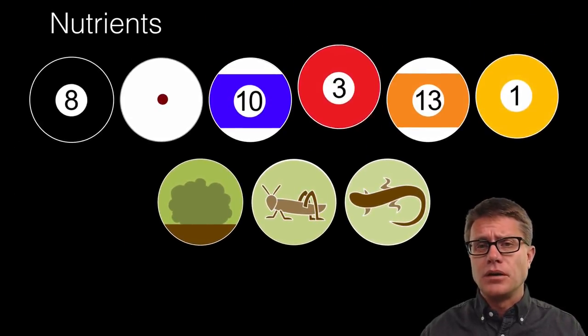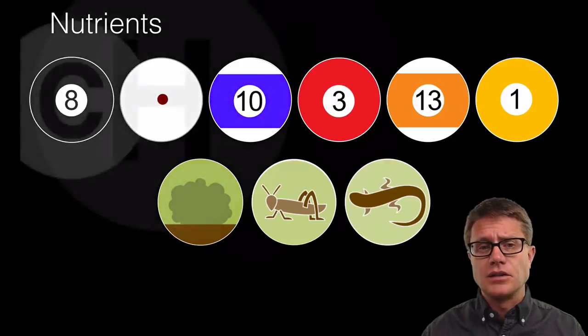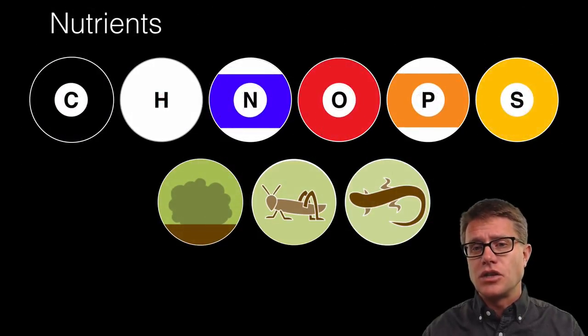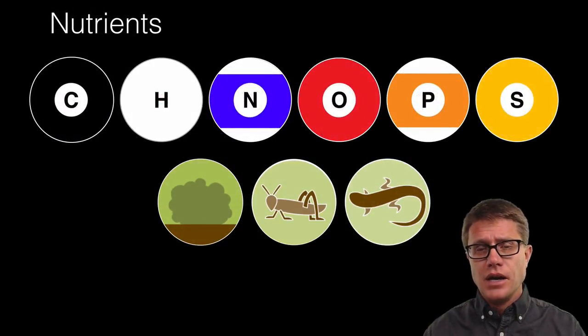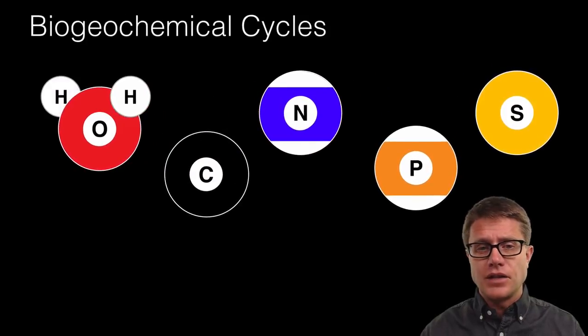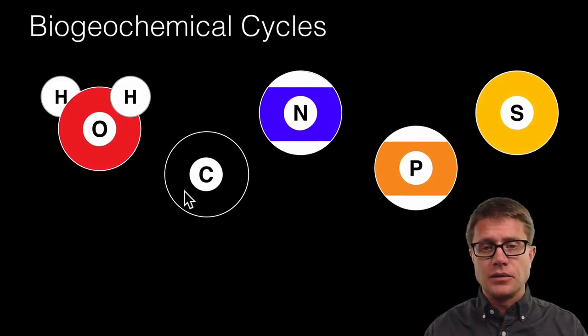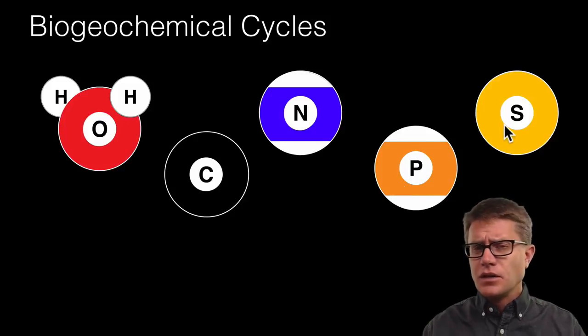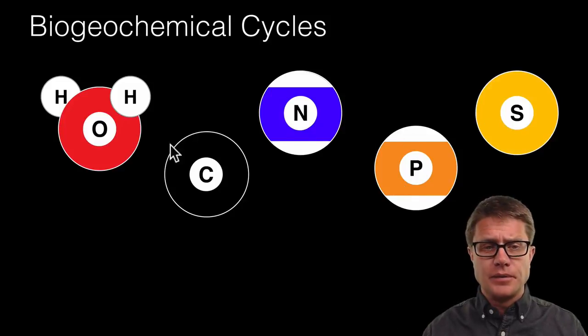And so what are the nutrients that life needs? What are the billiard balls of life? Well, a good mnemonic is SHNOPS: carbon, hydrogen, nitrogen, oxygen, phosphorus, and sulfur. If we organize that into the 5 cycles, we've got the water cycle, carbon cycle, nitrogen cycle, phosphorus cycle, and sulfur cycle.